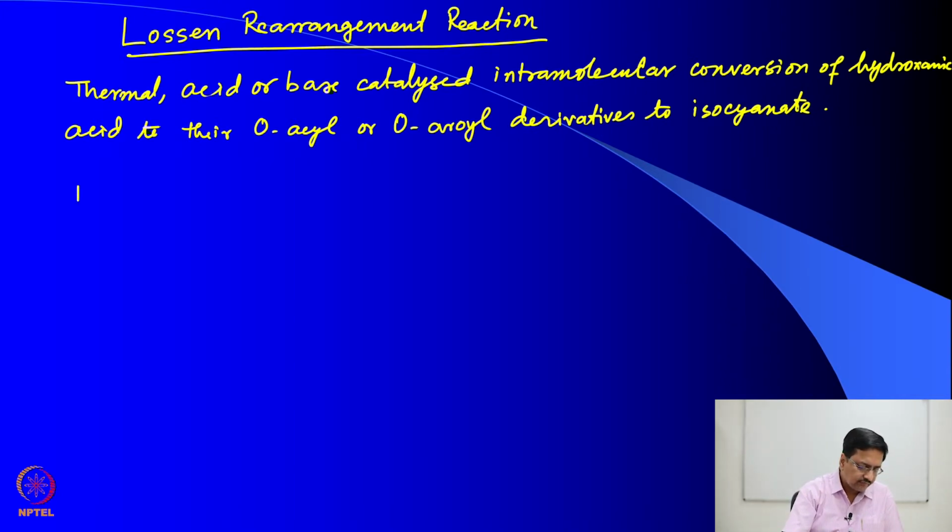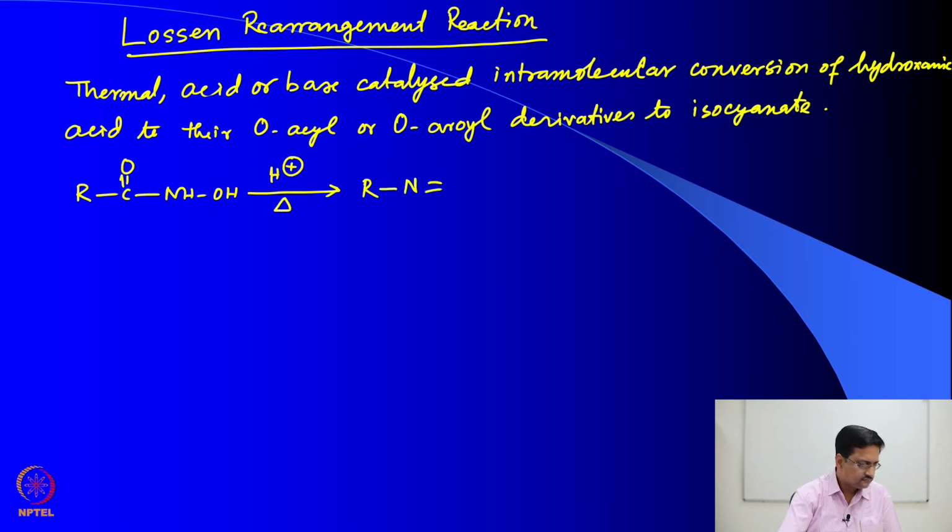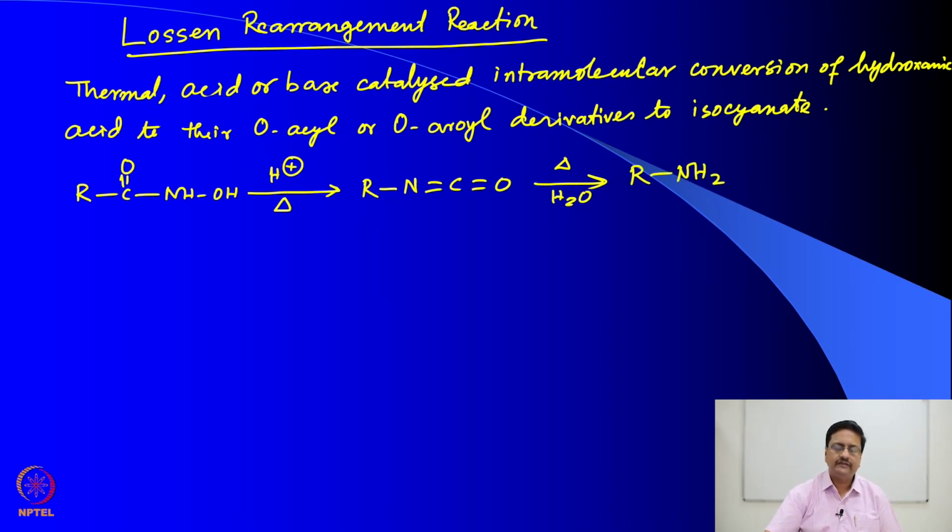So, here this RCONHOH, which is called the hydroxamic acid, in acid catalyzed condition under heat forms the isocyanate, and the corresponding hydrolysis of this isocyanate leads to the primary amine, as we have seen in case of Hofmann rearrangement reaction. So, let us look at the mechanism of this reaction.